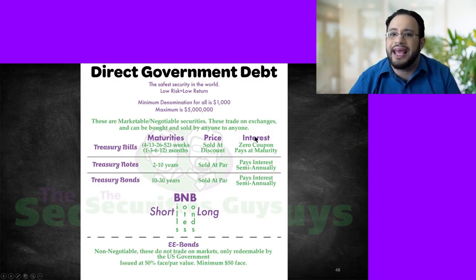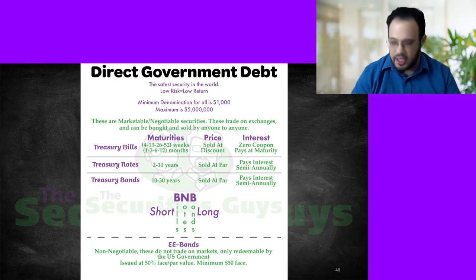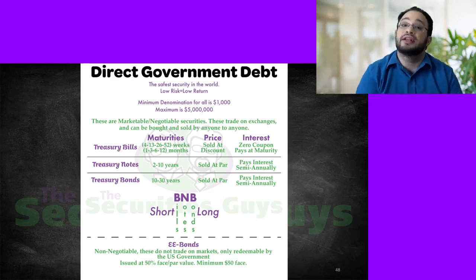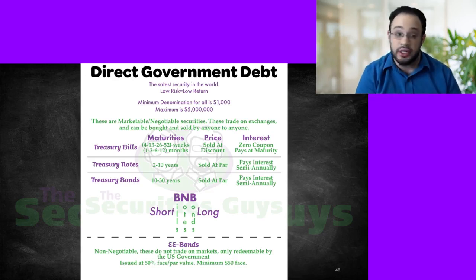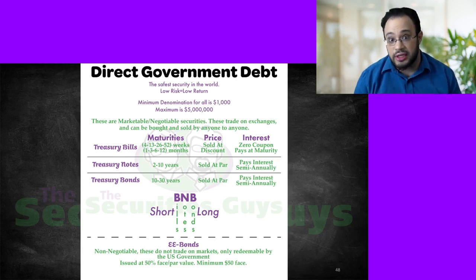Here is a sort of table that goes through everything. Remember, direct government debt is the safest security in the world. There are 2 laws that you really want to deal with in economics and understand. The one I've already mentioned a little bit is risk and return. The greater the risk, the greater the return. Conversely, the lower the risk, the lower the return. If these are the safest security in the world, imagine what the returns really are.